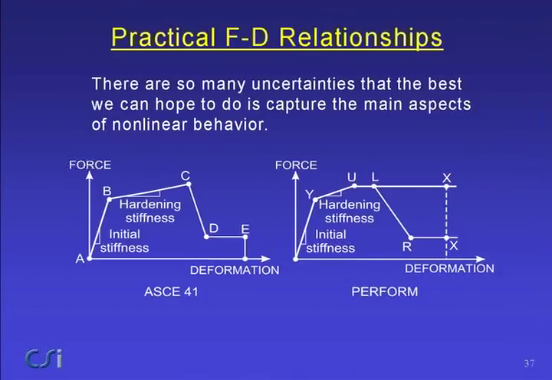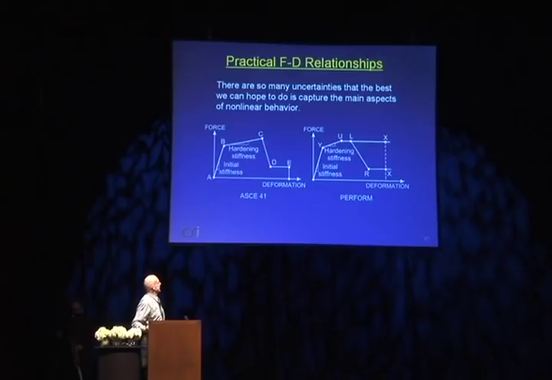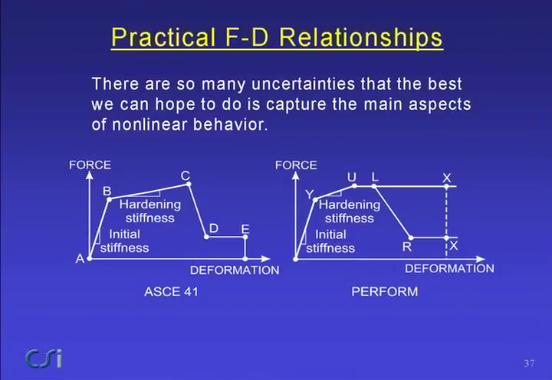And there are two force deformation relationships shown here. The one on the left is from ASCE 41. It's basically a bilinear relationship with some strength loss. The one on the right is the one which is used in Perform. It's a little more general. In fact, the ASCE 41 FD relationship is a special case of the Perform one.